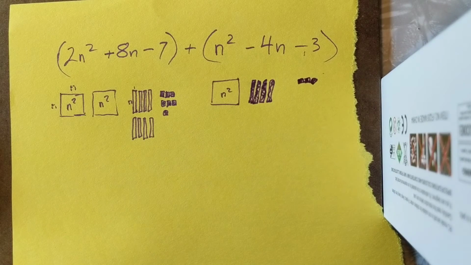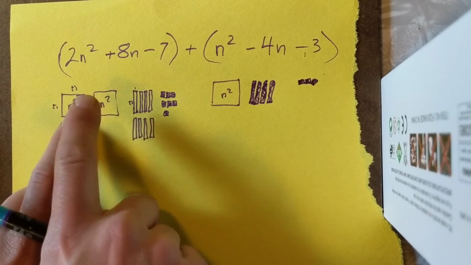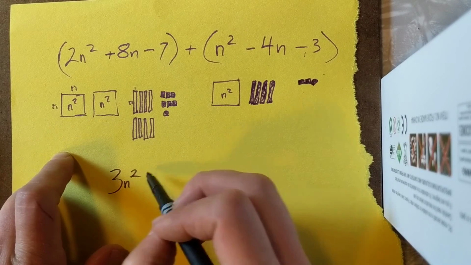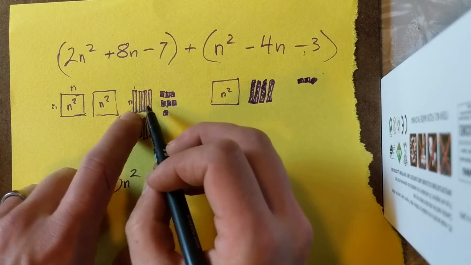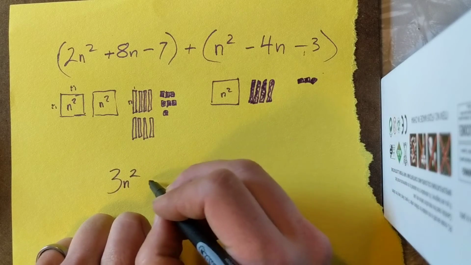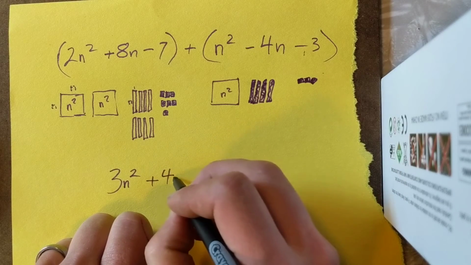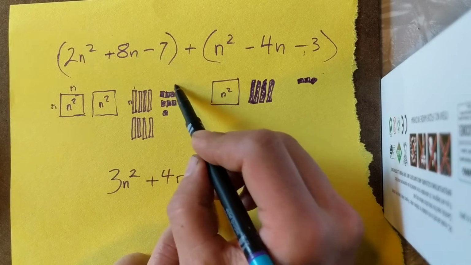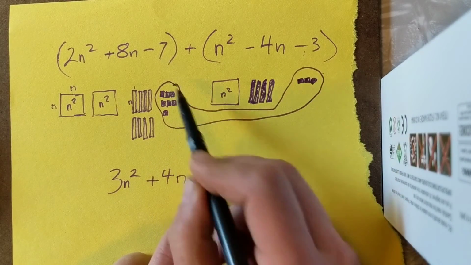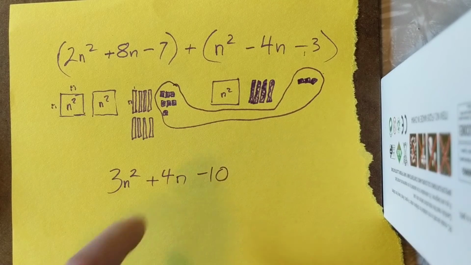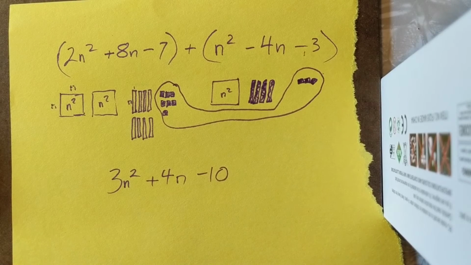And now we can just add them up. You hear this phrase, combine like terms. We just look for things that are alike. Here's things that are alike, n squared, and another one. So a total of 3n squared. How about the n strips? Well, we discussed that one already. There's 8 positive ones, but the 4 negative ones cancel, so there's only 4 left. And lastly, we have these. Look at this. We can group these up. Those are alike. Negative 7, negative 3 more, negative 10. That's our answer.